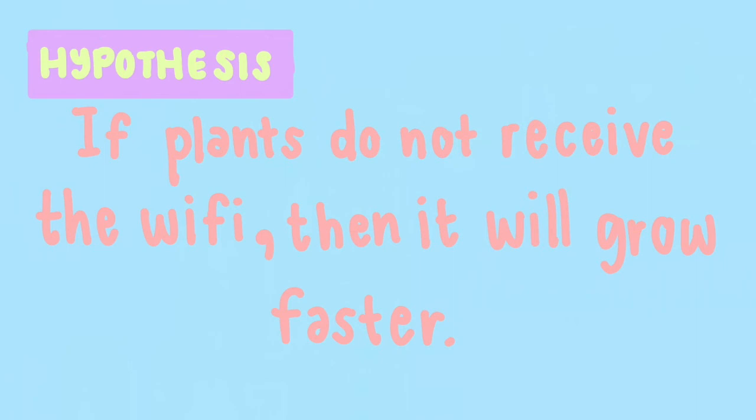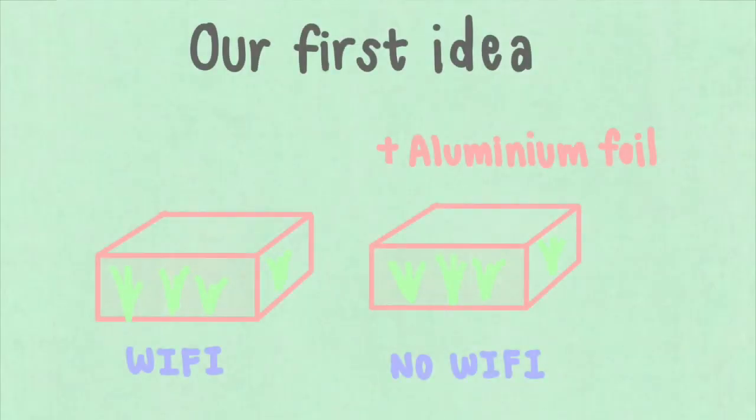Our hypothesis is, if plants do not receive the Wi-Fi signal, then they should be taller. In order to do this experiment, we need a place that doesn't have a Wi-Fi signal. But unfortunately, most places have a Wi-Fi signal. After we discovered the problem, we planned to build a small box that Wi-Fi cannot pass through.